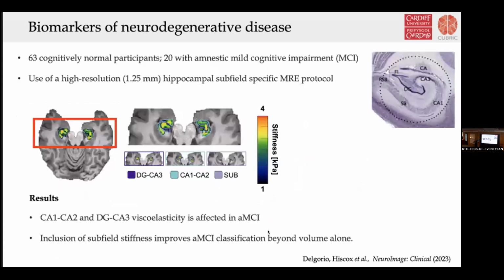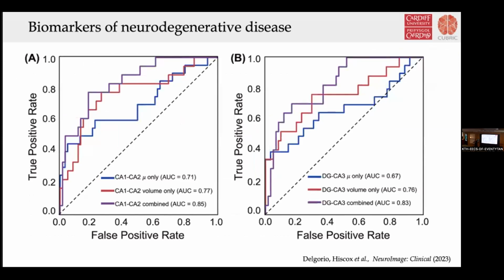So then we performed a study with patients with mild cognitive impairment, the prodromal stage of Alzheimer's, and we found that these two regions were affected in MCI, but not the other two. And again, we found the inclusion of stiffness improves the classification beyond volume alone or stiffness alone. So combined CA1, CA2, stiffness and volume. Stiffness is represented by mu.